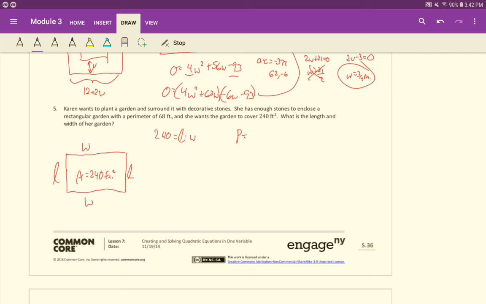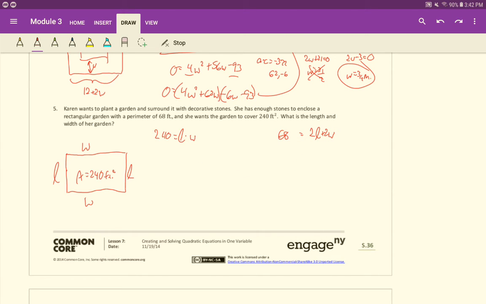The perimeter. Perimeter is you add up all the sides. So it'll be L plus W plus W, there you go, plus L plus W. In other words, 2L plus 2W. Okay. We know the perimeter is, though. The perimeter is 68. So let's go ahead and solve this for one of our variables, and we can plug it in over here.